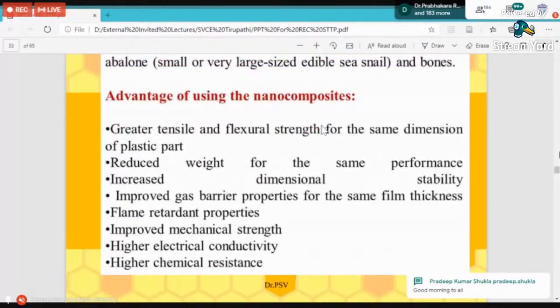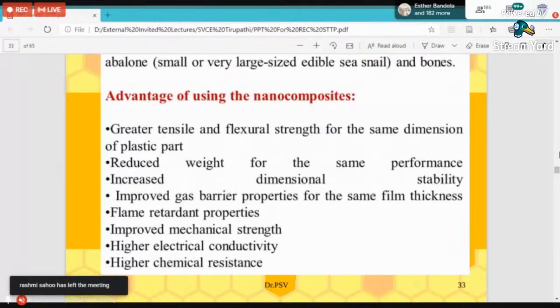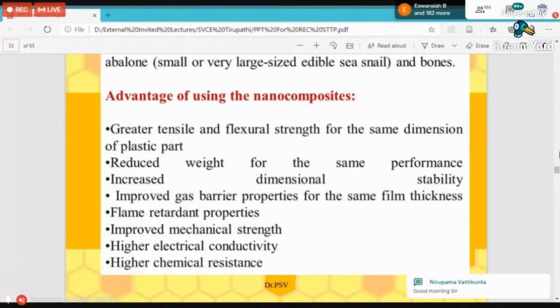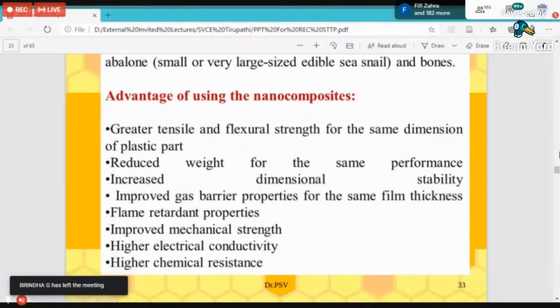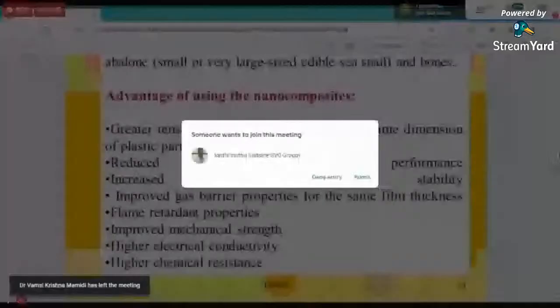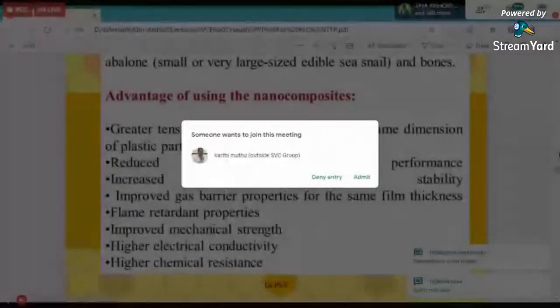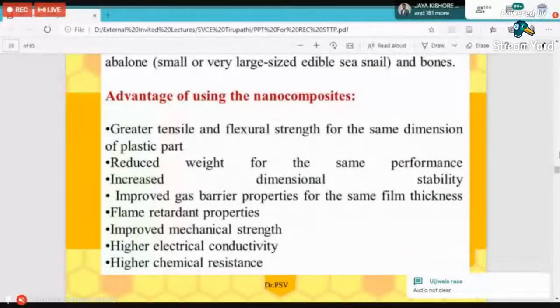Greater tensile and flexural strength. Flexural strength is the bending strength. As far as the aircraft is concerned, the wing is a beam, a cantilever beam. So bending strength must be there as far as the wing is concerned. The aircraft wing is a major component that produces the lift that sustains the entire weight of the airplane. So the wing has to be fabricated and manufactured, for which material scientists have the challenge to find a suitable and proper material. Then it reduces the weight without losing its performance. You can reduce the weight, and that is required as far as the airplane is concerned.